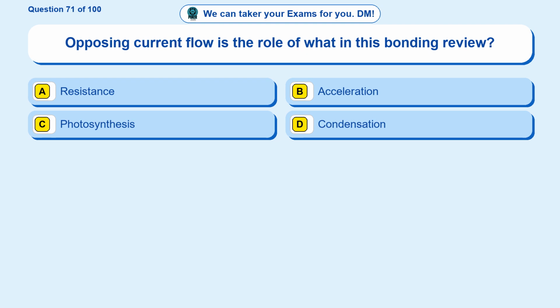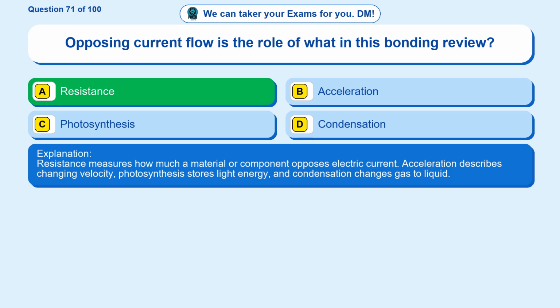Question 71. Opposing current flow is the role of what in this bonding review? Option A, resistance. Option B, acceleration. Option C, photosynthesis. Option D, condensation. The correct answer is option A. Resistance. Resistance measures how much a material or component opposes electric current. Acceleration describes changing velocity, photosynthesis stores light energy, and condensation changes gas to liquid.